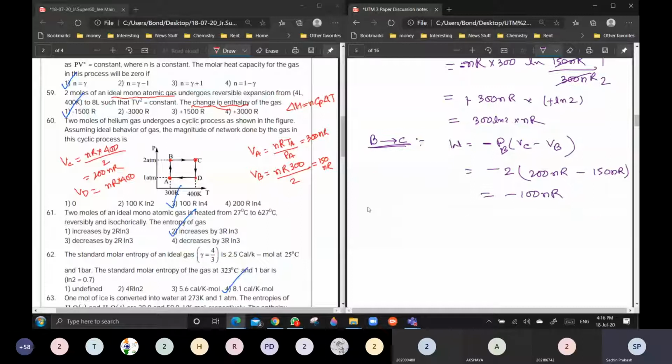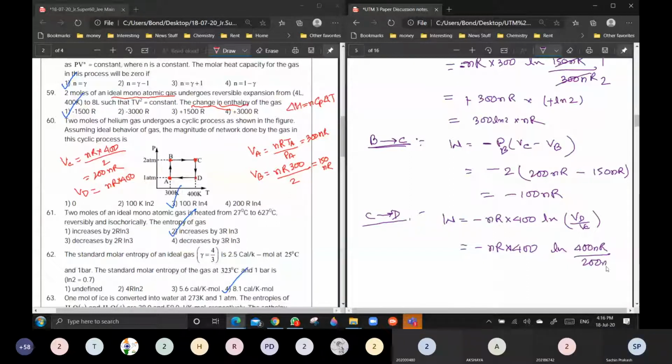C to D is again an isothermal process. So W will be equal to minus nRT, and here T will be 400, ln of VD by VC. It is minus nR into 400 ln of VD by VC. VD is 400 nR and VC is 200 nR. Now you see this is an expansion, so work done should come out to be negative. This is minus 400 ln2 into nR.